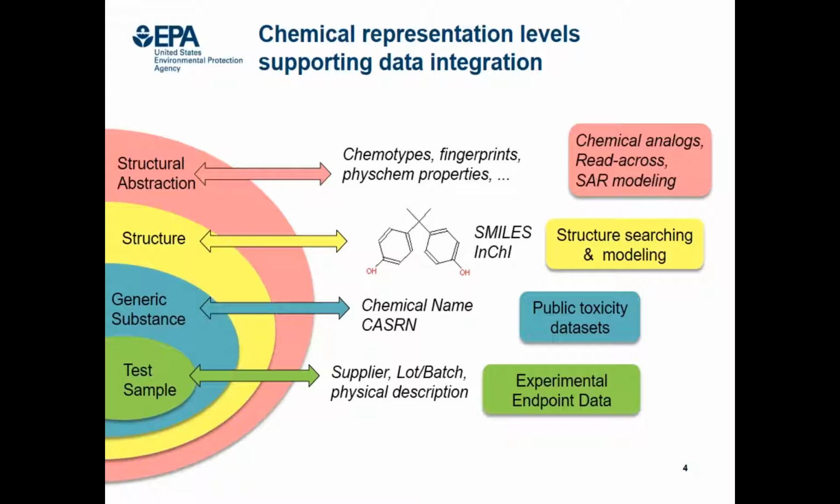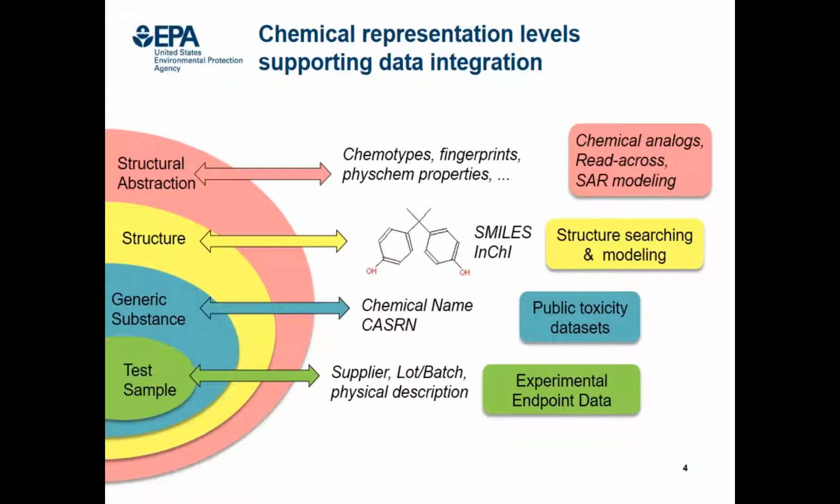We look at our chemical space in sort of 4 layers. We have test sample data. That's what we actually run in wells. We have generic substances where we try and aggregate that data up to a chemical substance. And that's typically what people think of as a chemical.